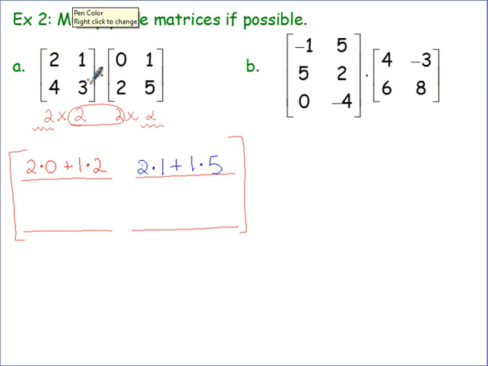Okay, new color. Now I'm switching to the bottom row, left column. So bottom, left. This is where my work is going. 4 is paired with 0, and 3 is paired with 2. Put a plus sign between them.